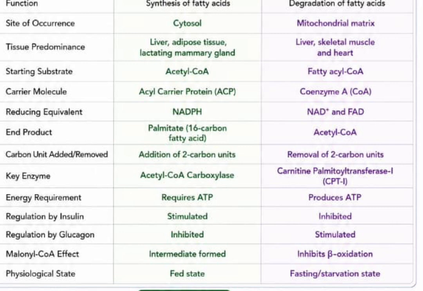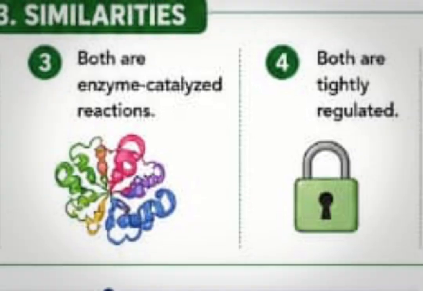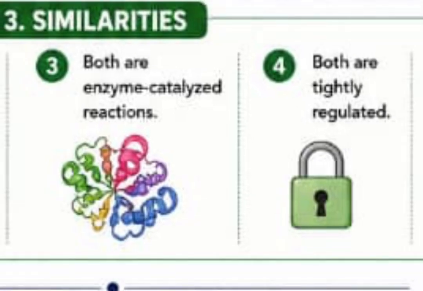So we have talked about the differences between them. What are the similarities? First of all, both of them are used in lipid metabolism. One is used in the formation of fatty acid, which is a lipid component, while the other is used in the breaking down of fatty acid. Both involve acetyl-CoA, because beta oxidation forms acetyl-CoA, while fatty acid synthesis utilizes acetyl-CoA. Both are enzyme catalyzed reactions, because both need rate limiting enzymes: carnitine transporter for one, and acetyl-CoA carboxylase for the other.